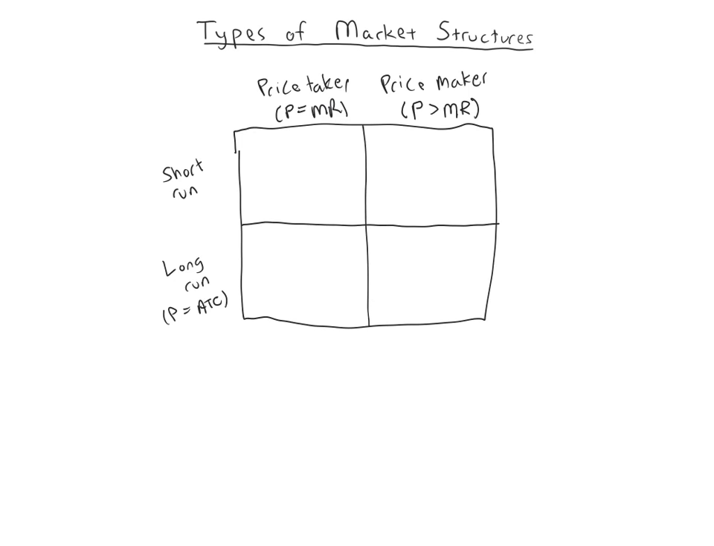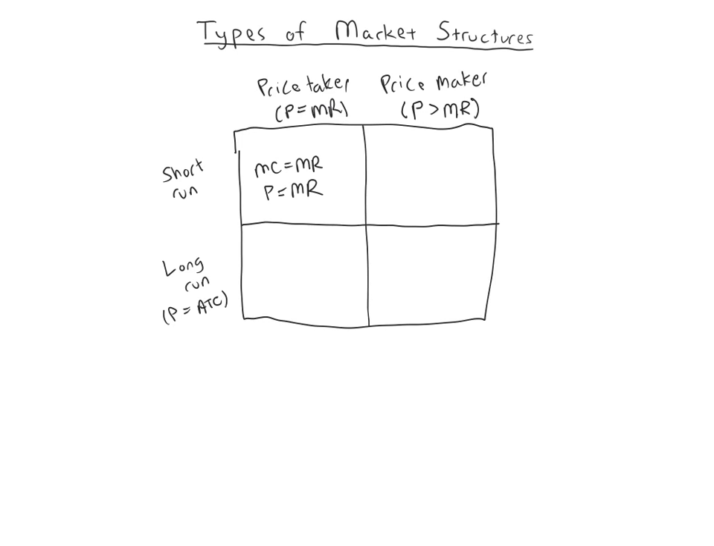So this gives us our four types of firms. We can have short-run price takers, where they maximize profit, so MC equals MR, and they're price takers, so P equals MR, and those are our two equations that characterize this whole market. There's other equations that will be true. For instance, since P equals MR and MR equals MC, we know P will equal MC. But given these two, it's pretty easy to derive that as a consequence. It's not something you need to memorize.